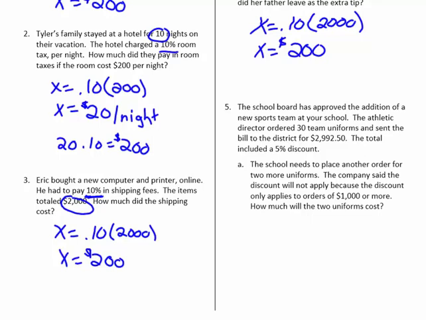The company said the discount will not apply because the discount only applies to orders of $1,000 or more. So how much will 2 uniforms cost? I have to first figure out how much 1 uniform costs, so we're kind of finding the unit rate. The problem is that this included a discount, but this new order won't. So I can't simply divide by 30. I have to first figure out how much it was before the discount.